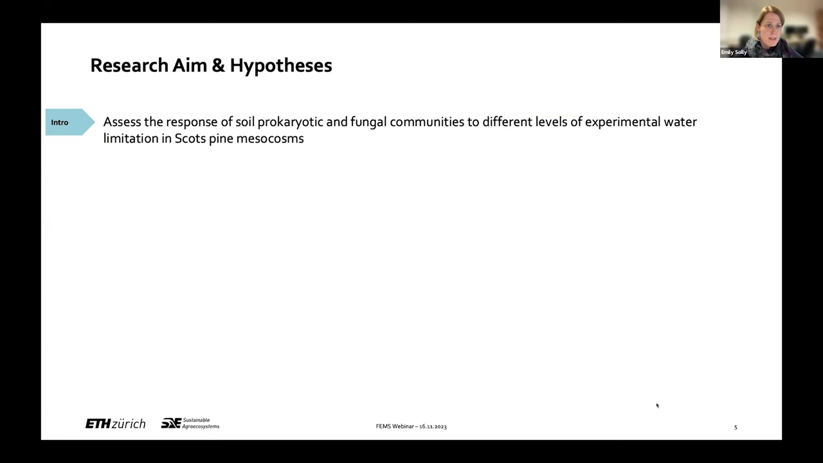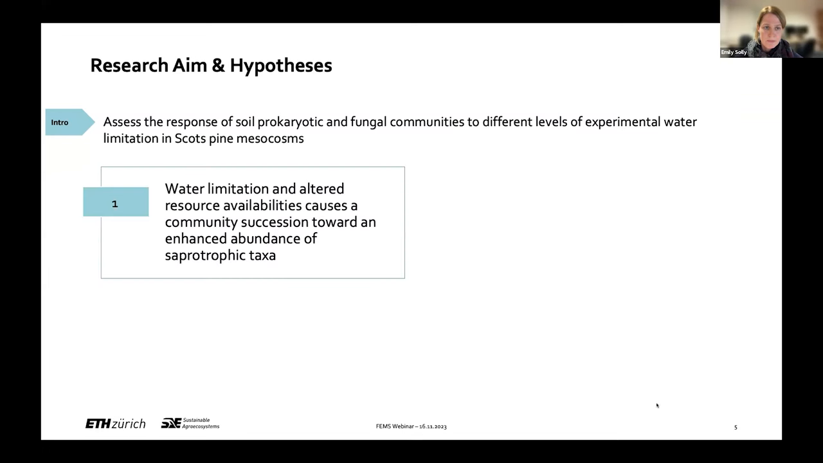So the main aim of our study was to assess the response of soil prokaryotes and fungal communities to different levels of experimental water limitation in Scots pine mesocosms. And we were also interested in understanding how changes in soil physical chemical properties and plant growth would affect the soil microbiome.